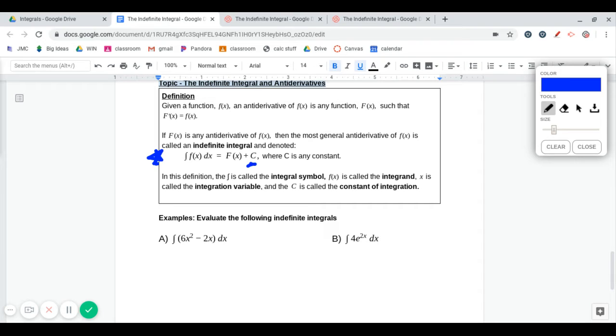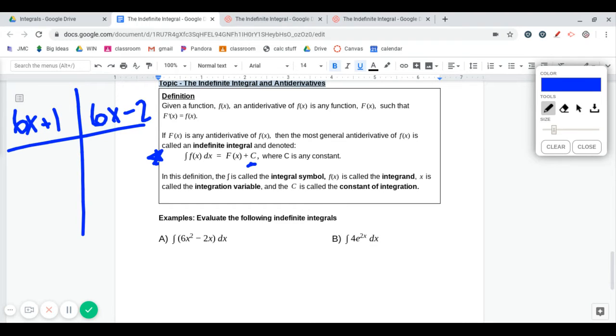So let's do this kind of backwards. Let's take the derivative of two different functions. I'm just going to draw this off to the side. Over here, something simple, 6x plus 1. And over here, let's do 6x minus 2. The derivative of this first one, 6x plus 1, is 6. The derivative of 6x minus 2 is still 6.